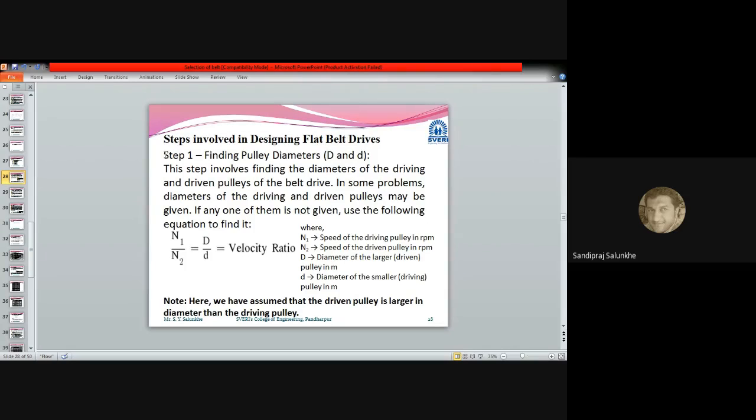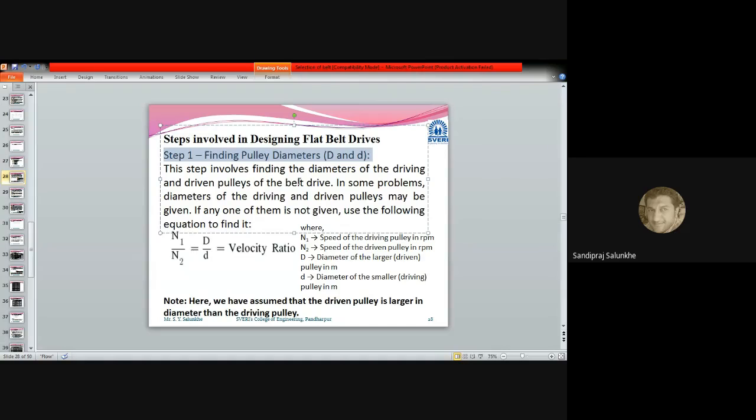Out of that, the first step is finding pulley diameters. That is the very basic step which is involved in the selection of this flat belt drive. So when we are going to select these flat belts for a particular application for transmitting the power, first of all, we are going to find what will be the diameter of that pulley.